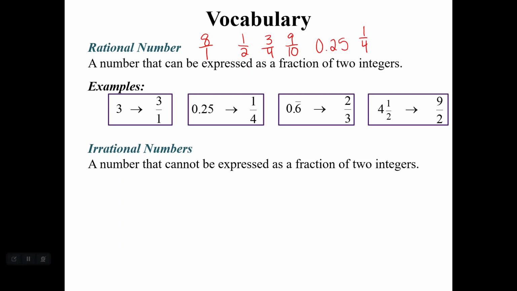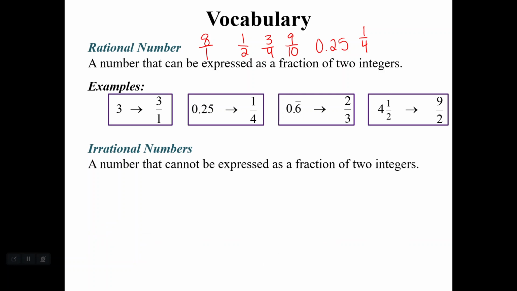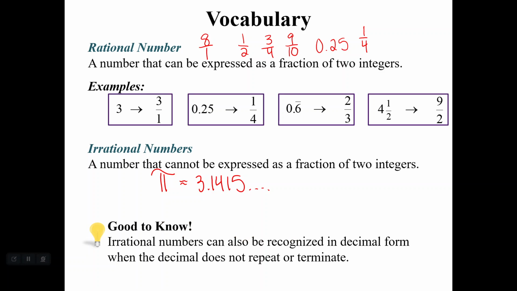So what's an irrational number? This is a number that cannot be expressed as a fraction of two integers. The most common irrational number that you do actually know is pi. Remember that pi is equivalent to 3.1415, and that goes on forever, and it doesn't repeat. So there are some key pieces to being irrational. It means that they are decimals that don't end and never repeat. And so that's the good to know part.